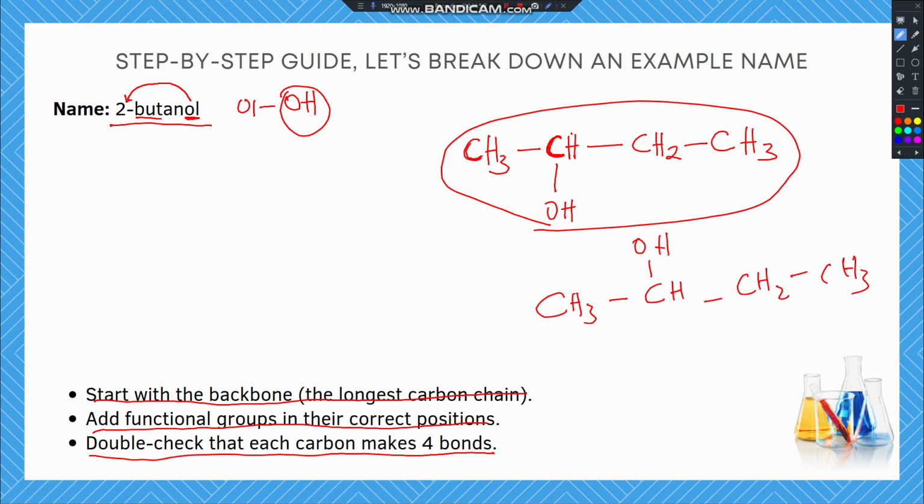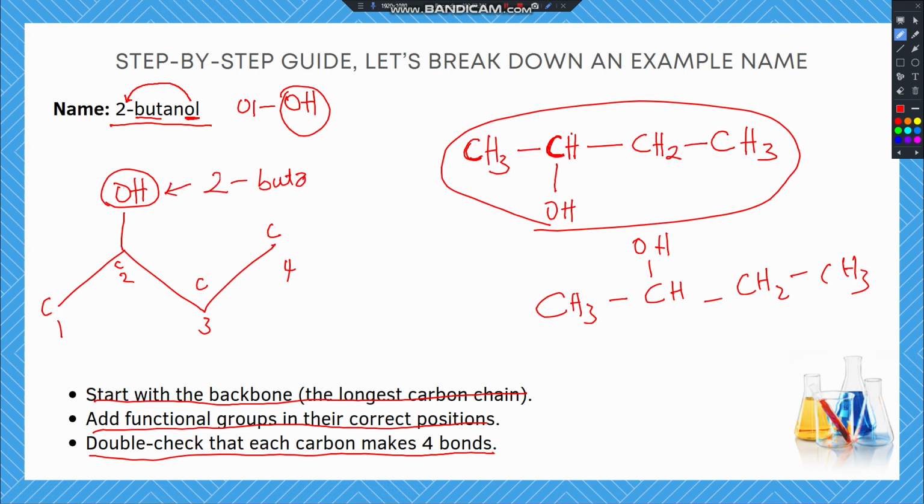Now let's add a quick twist to it. If I wanted to draw this in the skeletal structure, how would it look? I would simply indicate it like this. Now at this point I have 1, 2, 3, 4 carbon atoms. Now I would indicate the presence of the alcohol functional group like this, and that will be all. So now I have my carbon number 1, carbon number 2, carbon number 3, and carbon number 4, and we have the alcohol functional group on carbon number 2. So we have 2-butanol.